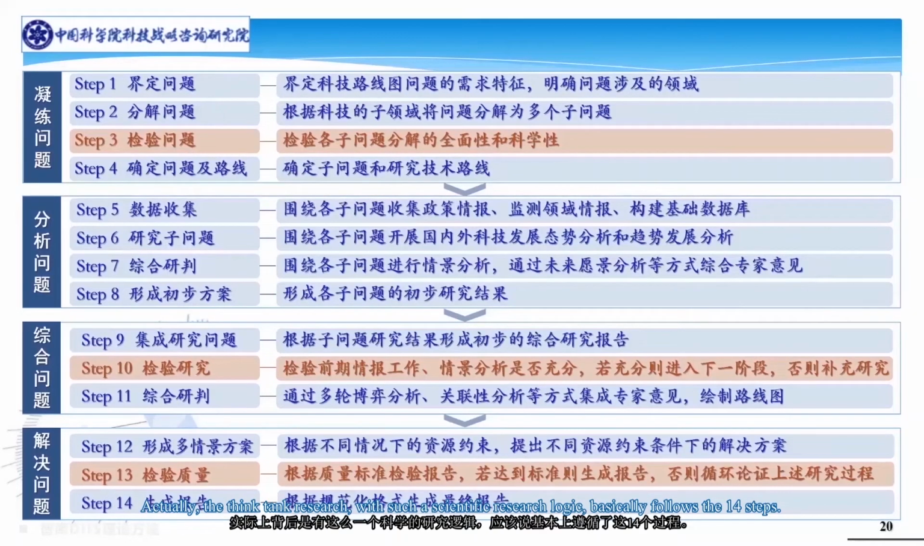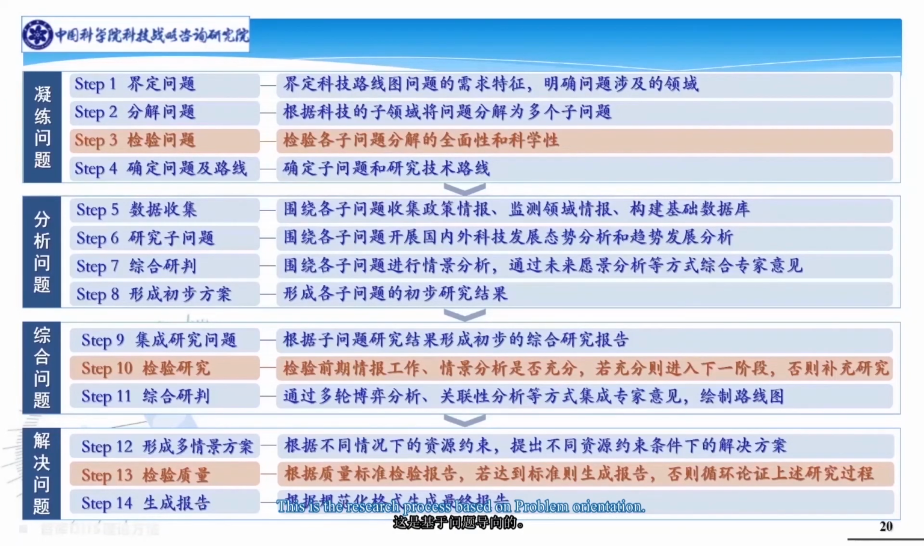Actually, the think tank research with such a scientific research logic basically follows the 14 steps. This is the research process based on problem orientation.